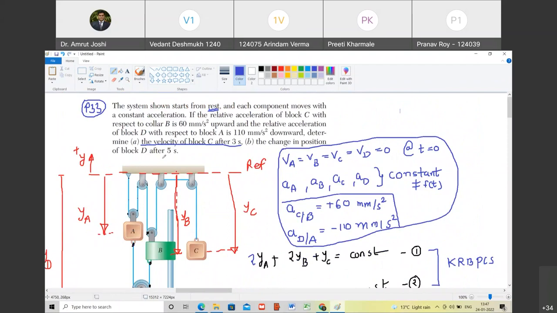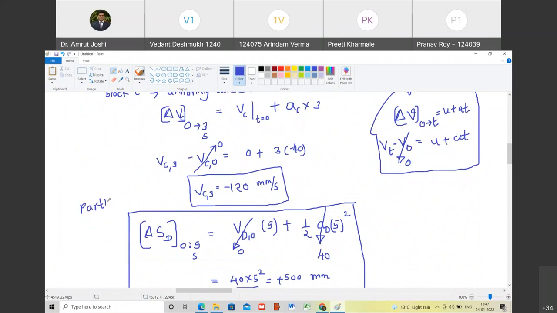Now, what is the next part? Change in position of block D after 5 seconds. Are you with me? Yes, sir. So similarly, change in position of block D from 0 to 5 seconds for uniformly accelerated motion, because block D is also exhibiting uniformly accelerated motion. Do you agree with me? Yes, sir. So what is the formula we have for that? It is ut plus half at square. Change in position is equal to u, that is velocity of block D at time 0 seconds, into t, that is 5 seconds, plus half acceleration of block D into 5 square. Are you with me? Yes, sir.